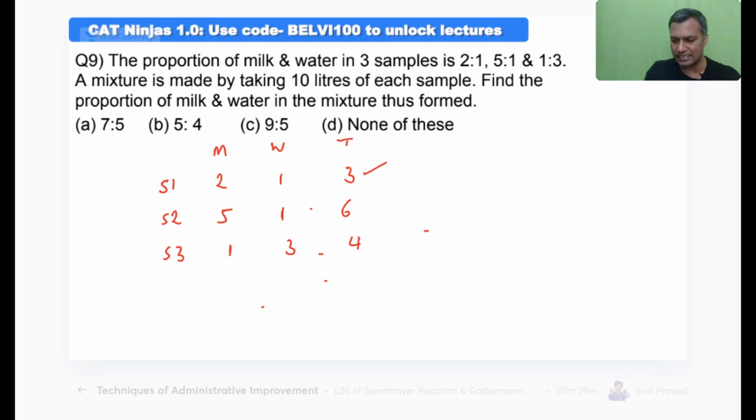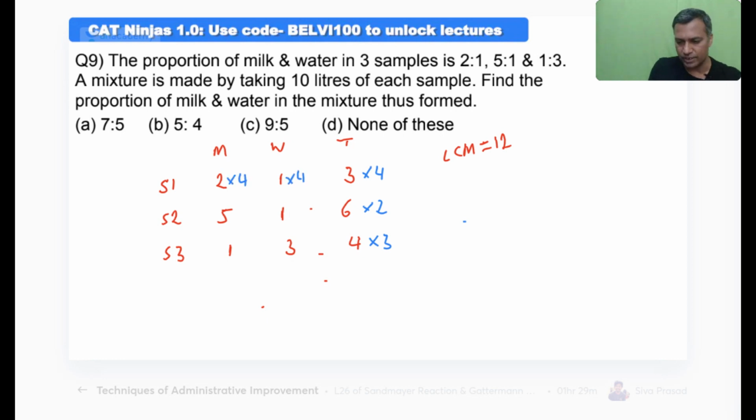LCM of the totals. Take the LCM of 3, 6, and 12, which becomes 12. The LCM of the totals has become 12. So now you come back and make every total 12. How do I make it 12? Multiplication factor: into 4 times, into 2 times, and into 3 times. So make all numbers into 4 times.